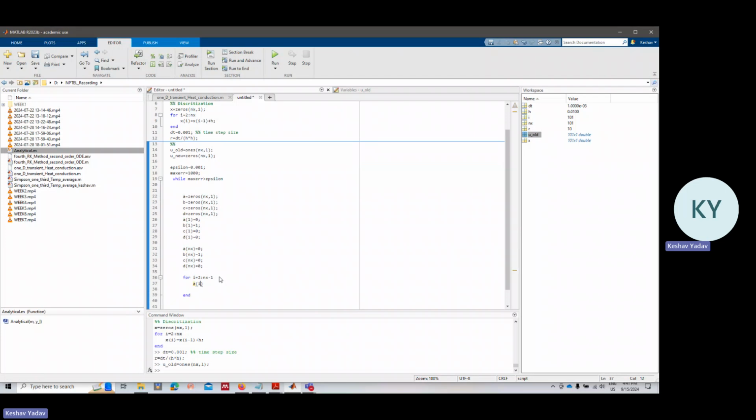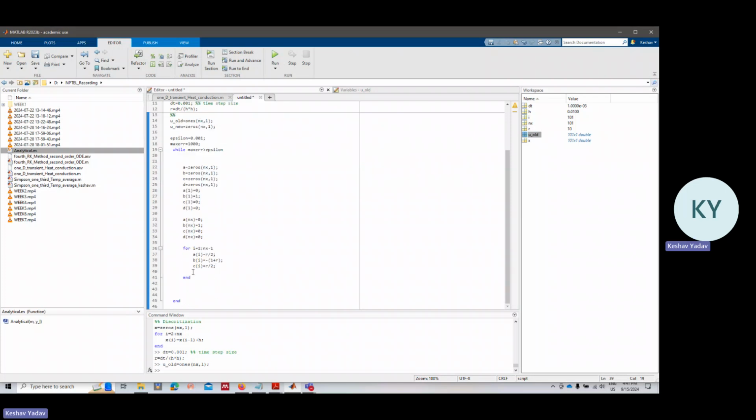my a of i will be what? a of i will be r by 2. Okay. Similarly, b of i will be what? b of i will be minus of 1 plus r. Okay. Similarly, c of i will be equal to what? r by 2. So I have defined a, b, c.